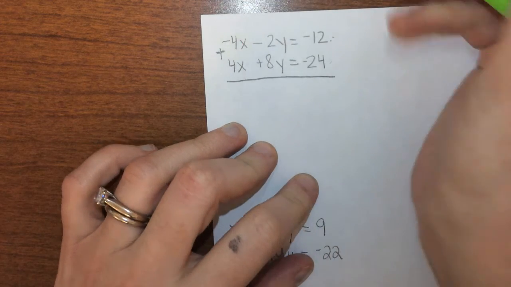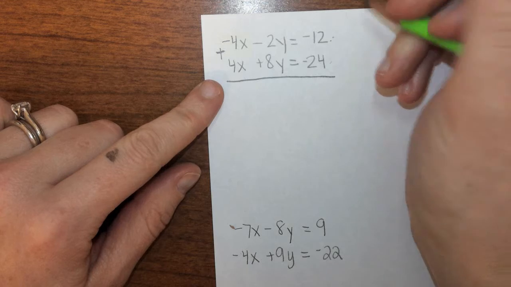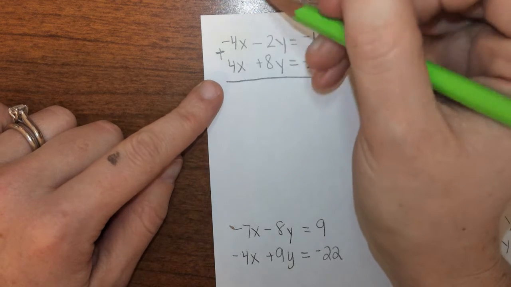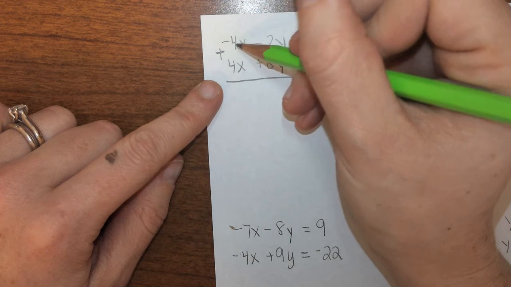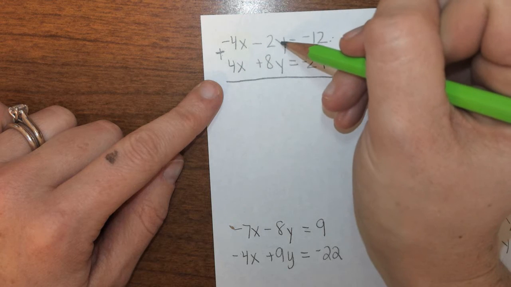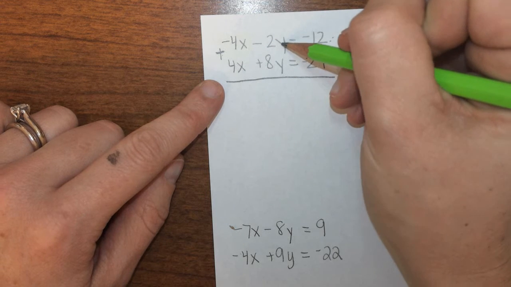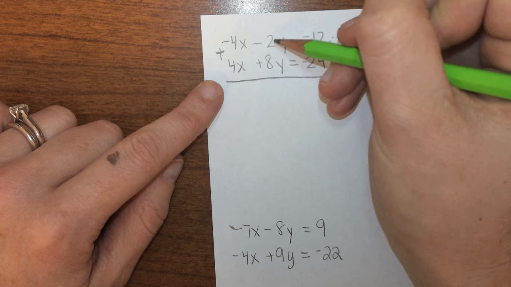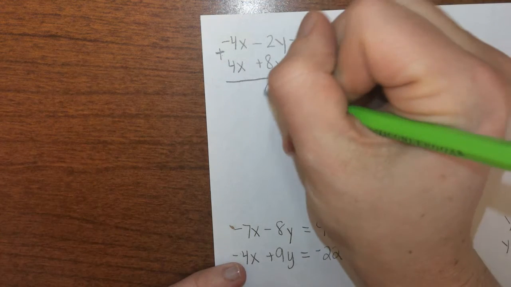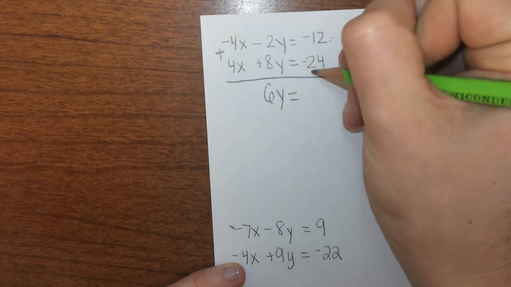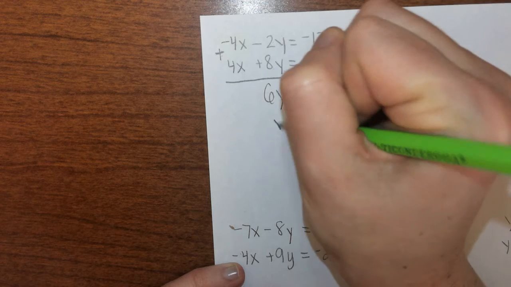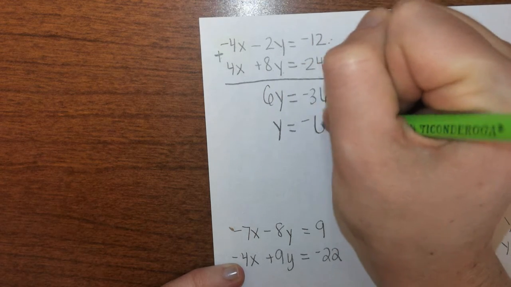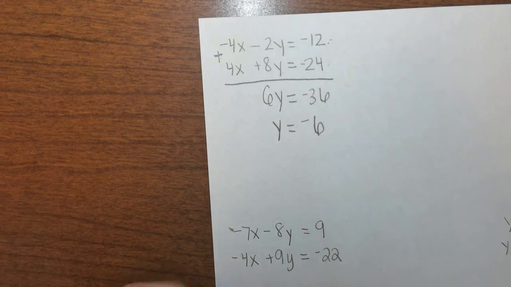So if you see a zero pair, that's definitely the best strategy to take as far as a method of solving your systems. So this would just be 0x, and then we would add all the y's with the other y's. So negative 2y and 8y is 6y. And when I add these together, I get negative 36. And of course, just divide by 6, you get negative 6 is your y value.